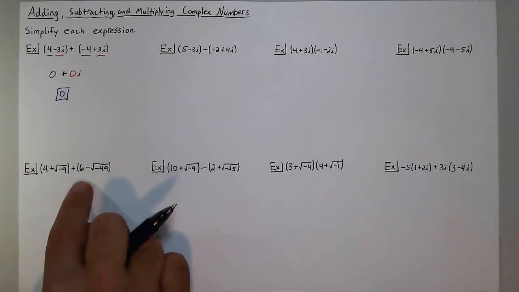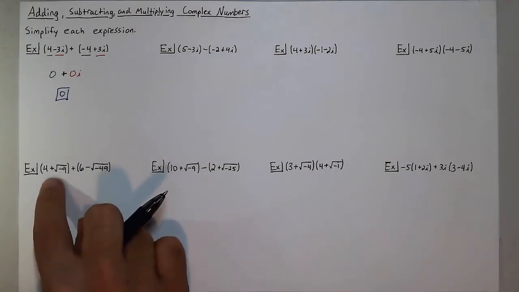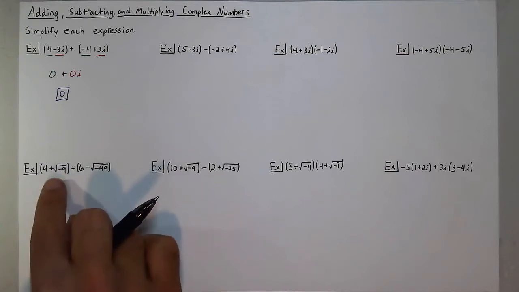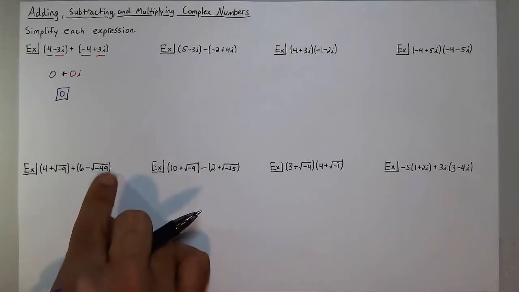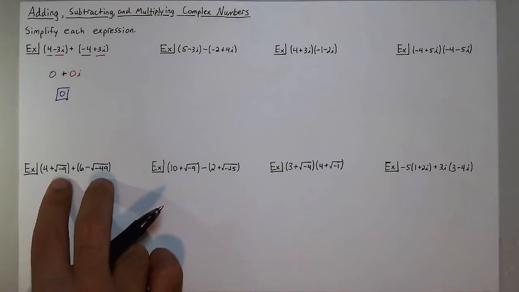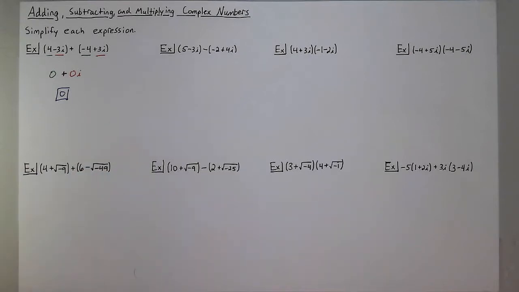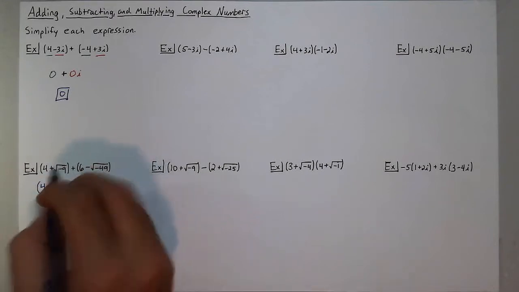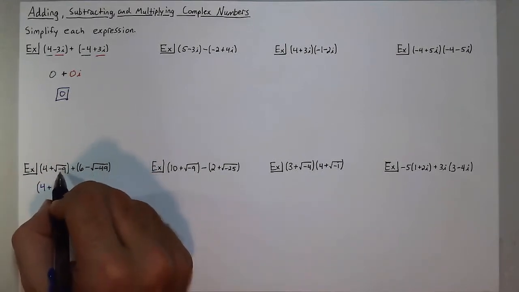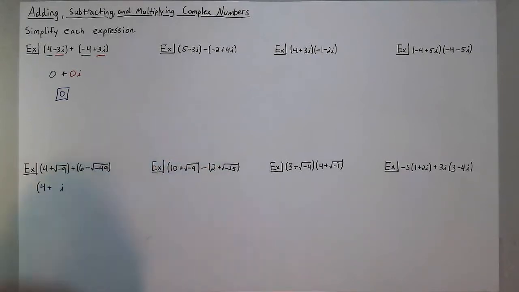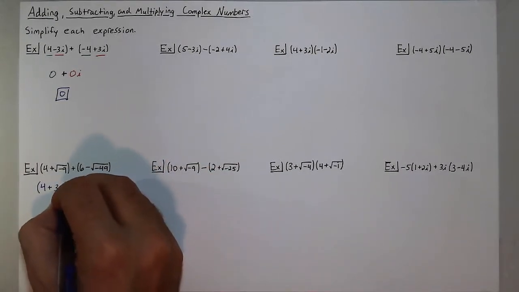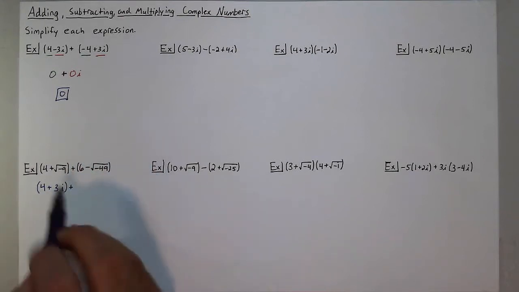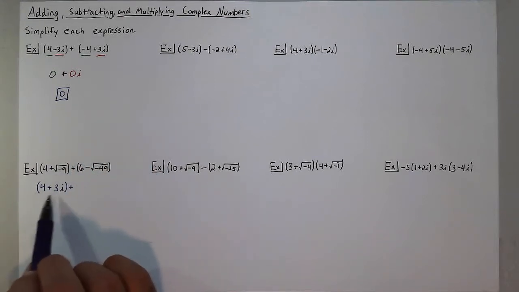Now, I'm going to go down here to the example below it. So here, I don't have the i's yet. In fact, I have the square root of -9 and the square root of -49, which I already know right now that these are going to be imaginary numbers because there's a negative underneath the radical. So my first step for this problem is actually going to be to simplify those radicals. So the square root of -1 gives me i, and the square root of 9 is 3. So now instead of 4 plus square root of -9, I have 4 plus 3i.